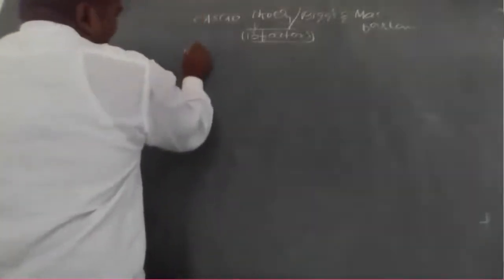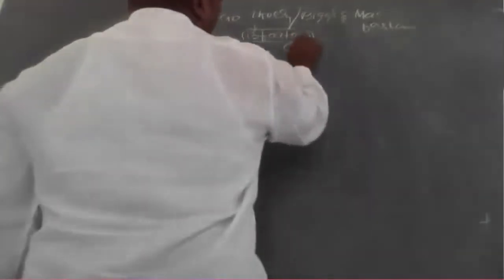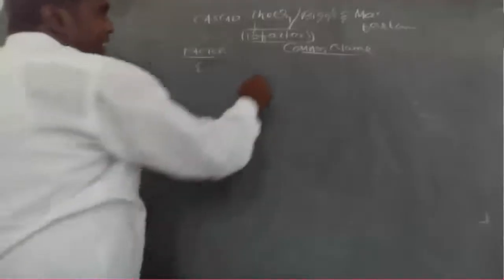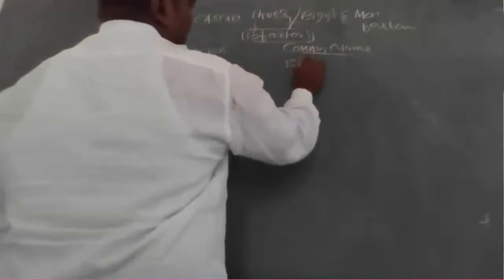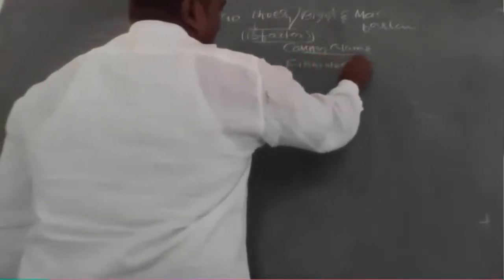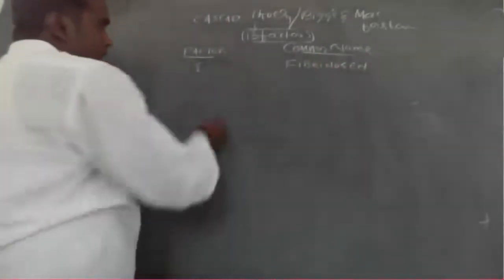Here, factor, then common name. Very, very important. Factor and common name. What are the factors or the common name? Number one factor, that is very important. Fibrinogen. Number one factor, fibrinogen.